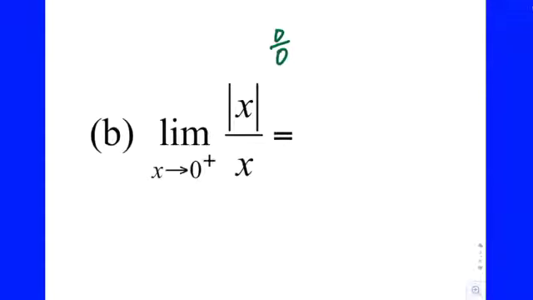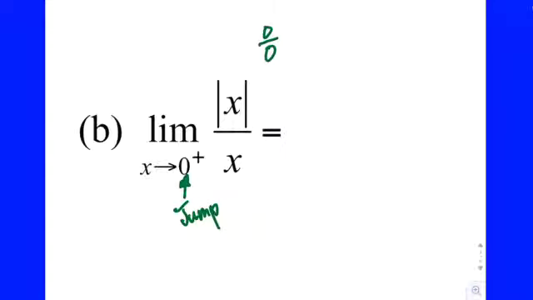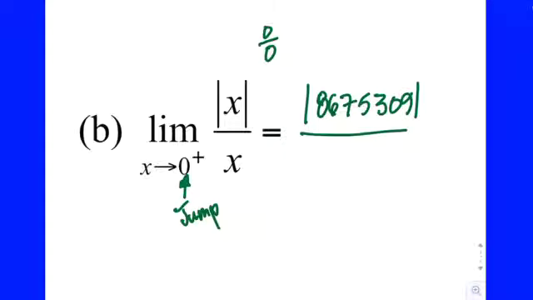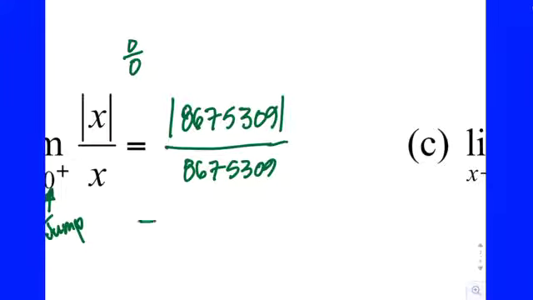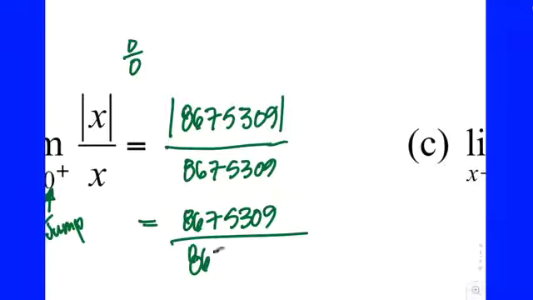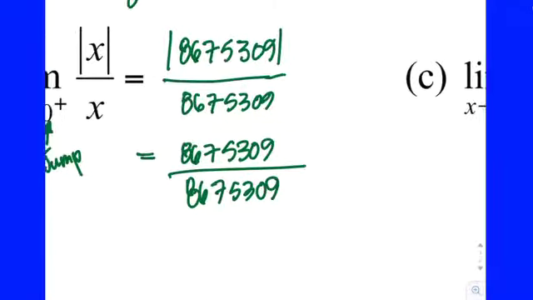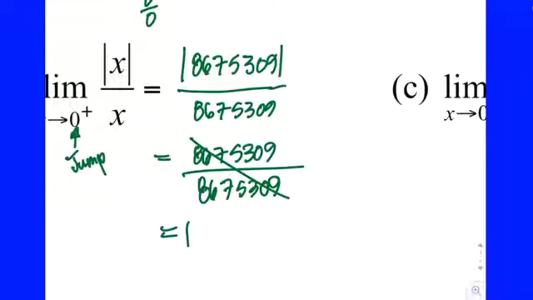I plug in and I get 0 over 0, so I know that this is the x value where there's the jump. And so I can pick any value to the right of 0, like I'll use 8675309 over 8675309. And of course, the absolute value of that is 8675309. I've got it. It equals 1. It's 1. See, I probably could have chosen something different, like 1, 2, something like that.